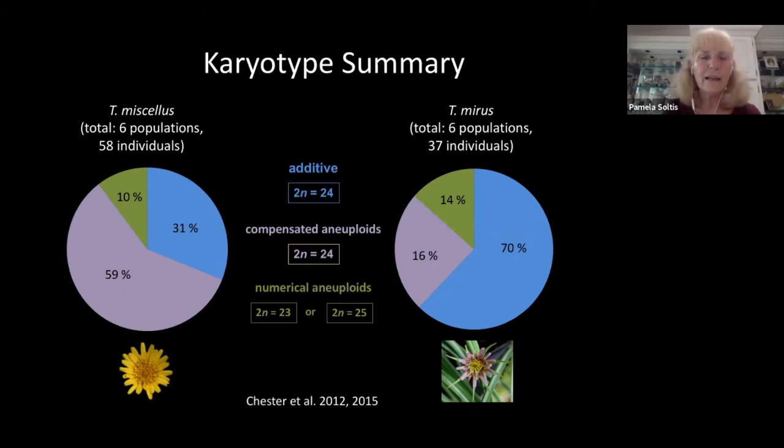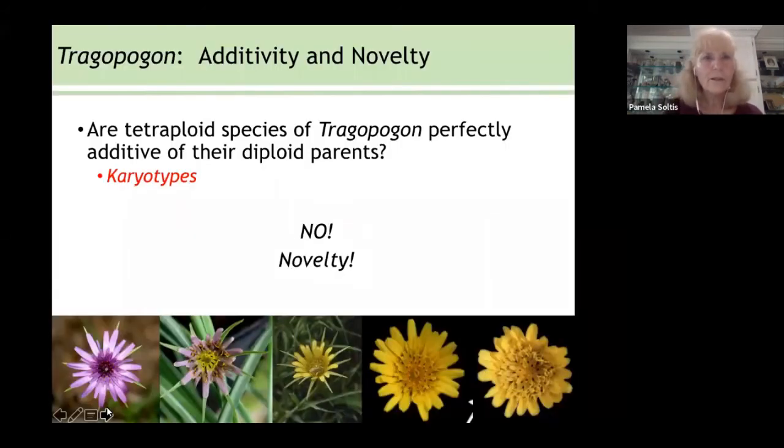So despite the fact that Ownbey was amazingly successful at finding polyploids and documenting their existence, he didn't have the tools then to be able to determine whether something was an additive polyploid or a compensated aneuploid, such as most of these turn out to be. So when we look at Tragopogon mirus, though, on the other hand, we also see compensated aneuploidy, but in very different percentages than in miscellus. So with regard to the karyotypes, again, the Tragopogon tetraploids are not additive of their parents, and we see evidence for novelty again among many individuals.